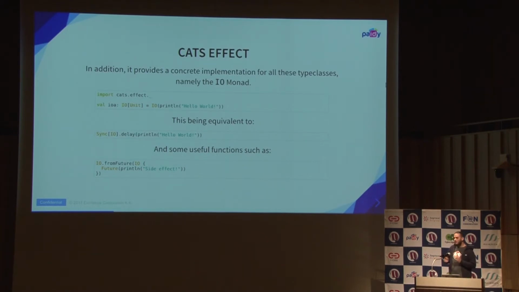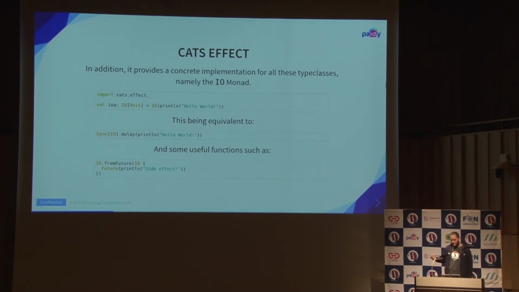And it's equivalent to using the implicit Sync type class. So you can say, give me an instance of the Sync type class for IO implicitly, and you just say .delay. That's going to suspend the execution of the side effect. They are equivalent, IO.apply and Sync.delay.